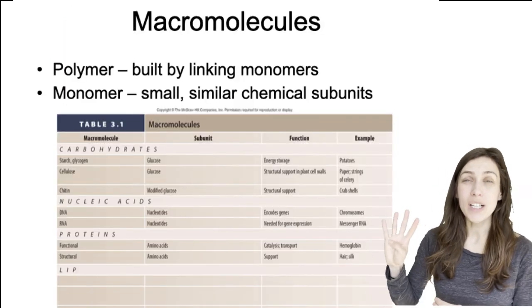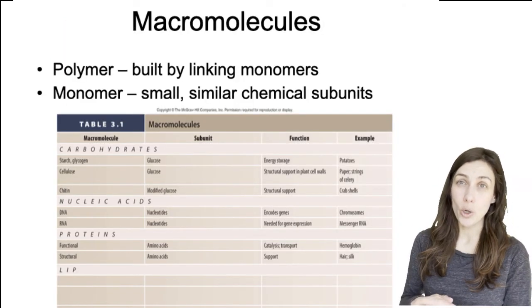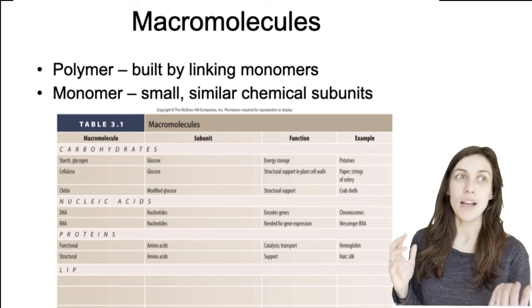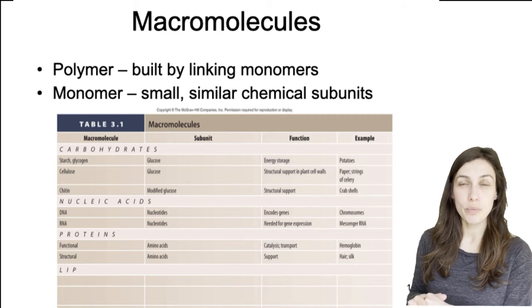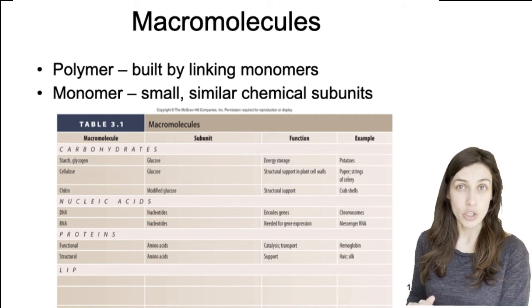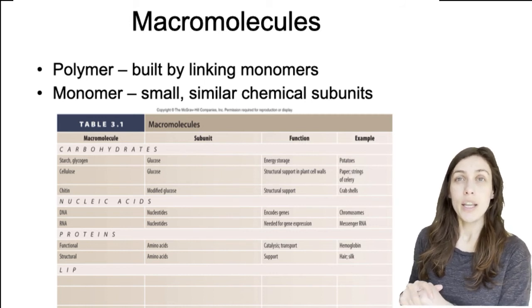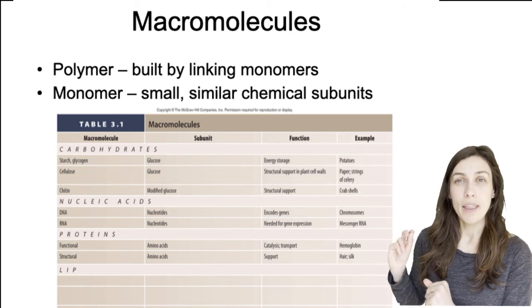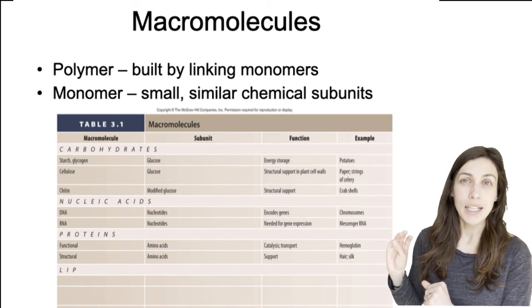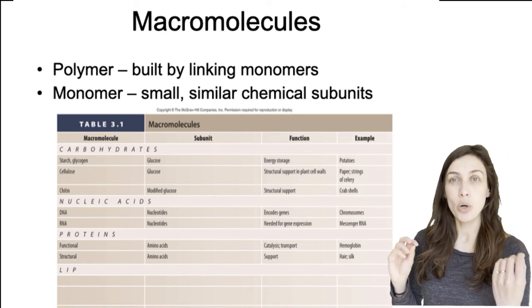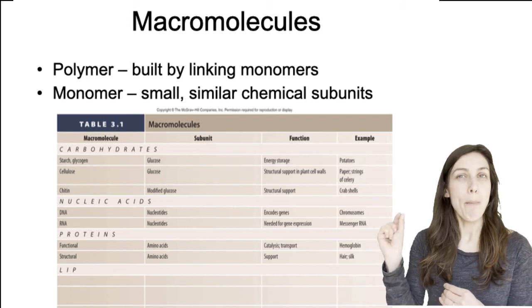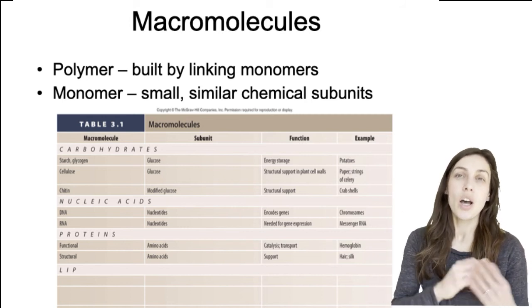There are 4 classes of macromolecules that make up living organisms, and we differentiate between those groups based on their structure. So they are carbohydrates, proteins, lipids, and nucleic acids. They are all more or less polymers, but the monomers that they're made up of are different.